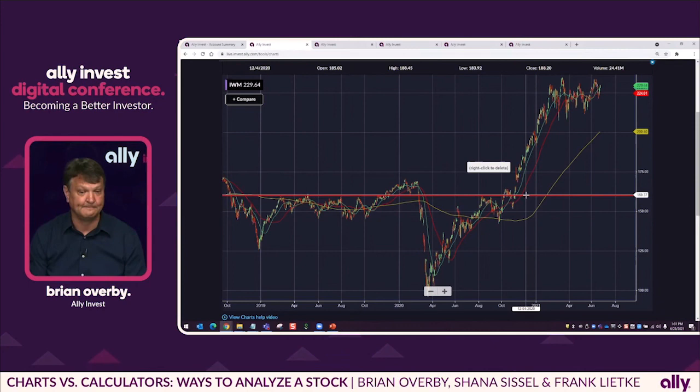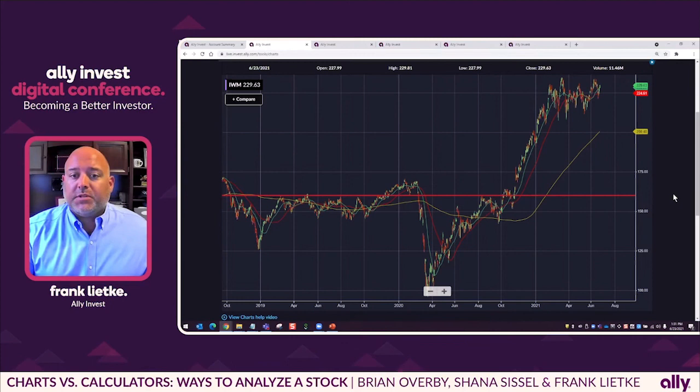Before we pass it back to Shana, one of our audience might be asking, you mentioned hindsight's 2020. We have this chart on the page. We can kind of see what happened. But as a technical analysis person, when do you decide to sell here? Using the tools that you have in real time, when do you decide to jump out from the technical analysis viewpoint? Well, that's a great question.